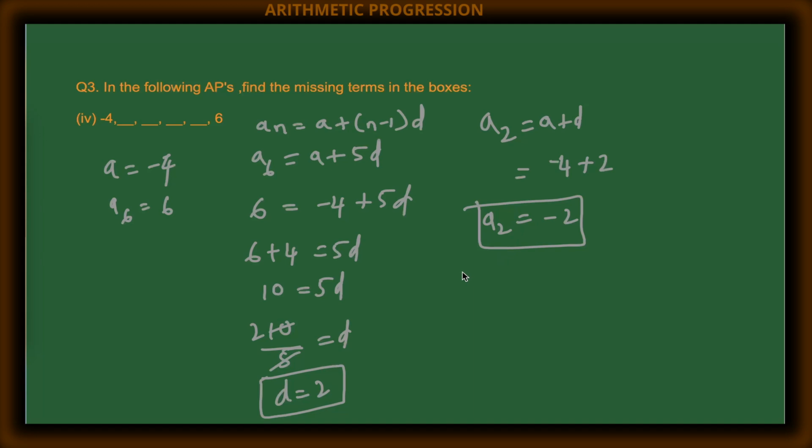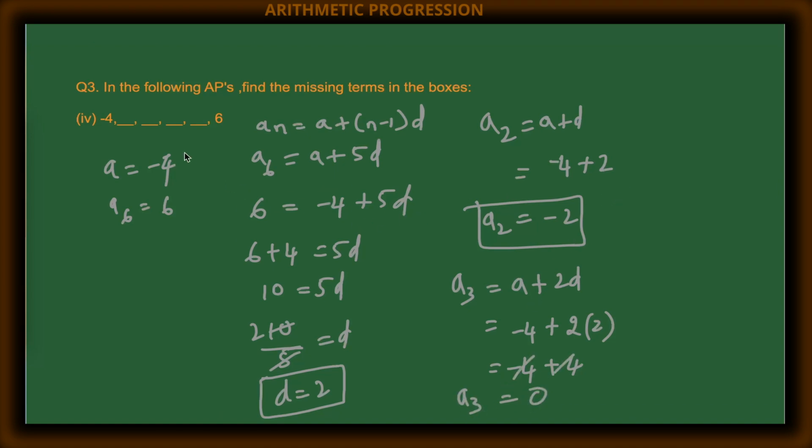Okay, so let's find the third term. A3 is equal to A plus 2D. Okay, what is A here? A is minus 4 plus 2. What is D here? D we have 2. Okay, minus 4, 2 2s are 4. This is 0. A3 is 0.